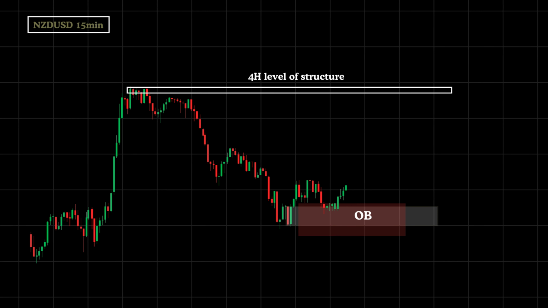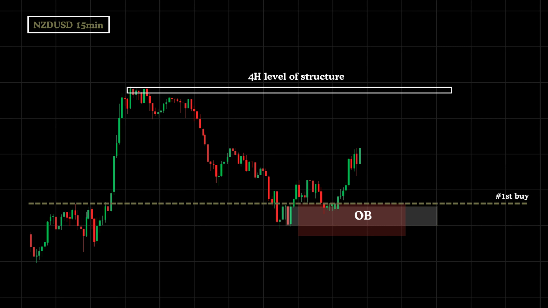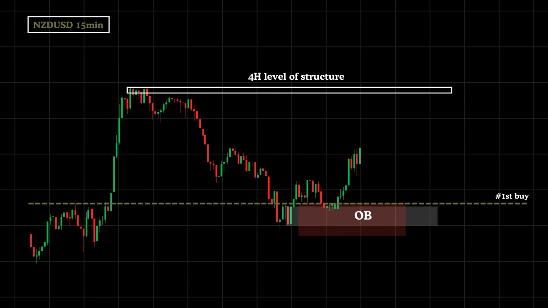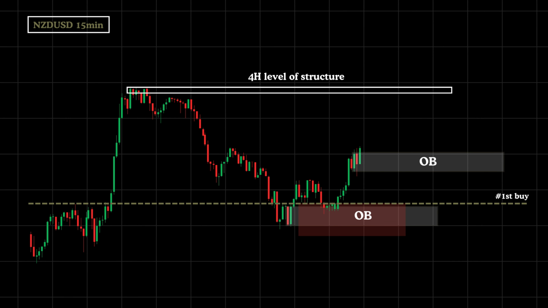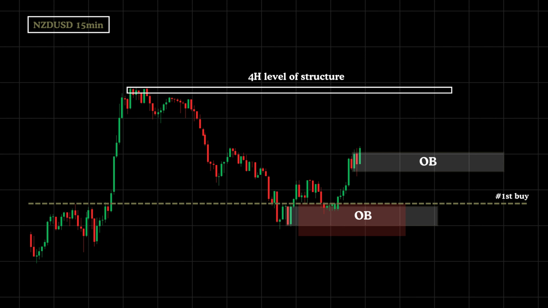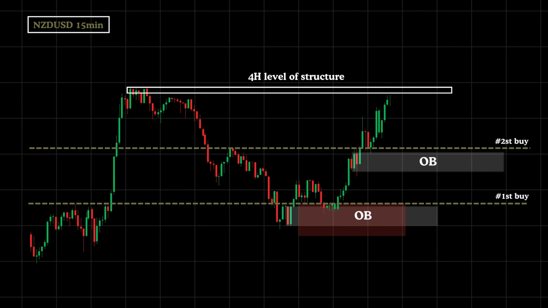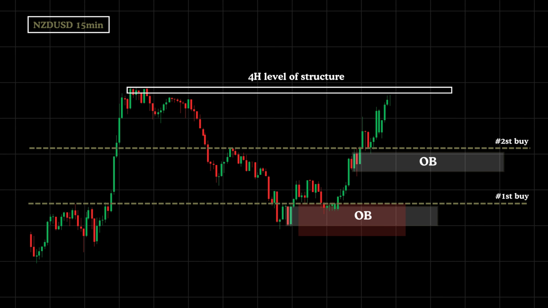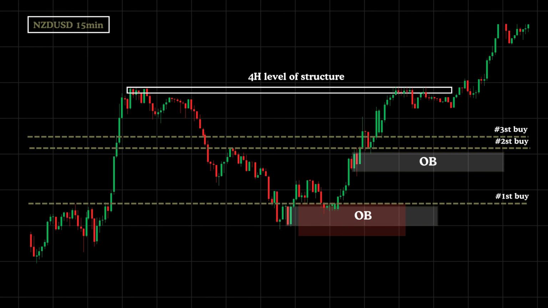We can also look for additional entries as the market continues to move upward. Each time the market forms another order block, we could set a new order with reduced risk. For example, notice how the market creates another order block here, so we place a new order. Again, another order block forms, and we set another trade. However, this is optional, and you should never attempt it without thorough backtesting and building confidence.